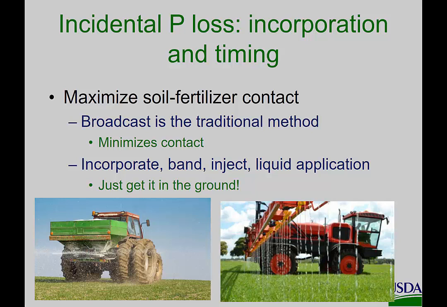We have a lot of incidental phosphorus loss in the Western Lake Erie Basin because our traditional application method is broadcasting. When you broadcast the fertilizer, you minimize the contact between the soil and the fertilizer. So you don't pull that solubility down into the soil very quickly. It stays highly soluble for a long time. To solve that problem, you want to maximize soil fertilizer contact, decrease that soluble P level, move that fertilizer phosphorus pool into the soil pool. You can do that by either incorporating it, banding it, injecting it, using liquid applications, anything. Just get that phosphorus into the ground so it can react with the soil.